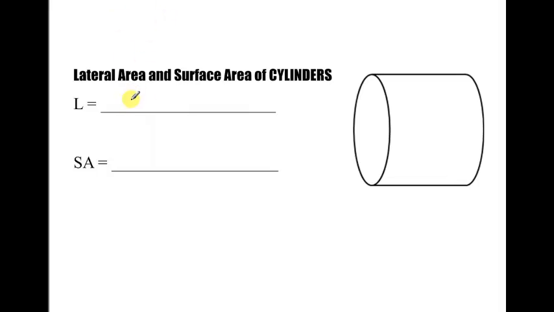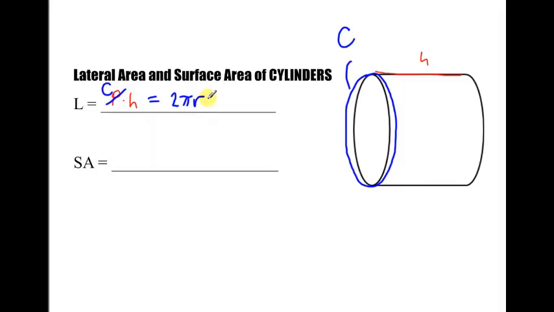We've got the lateral area from what we learned about prisms: it's equal to the perimeter around times the height of the prism. So for a cylinder, this is the height. And there's a pretty significant difference. When we do this distance around, that's not called the perimeter. What's that distance called? That's called the circumference. So instead of perimeter, we're going to use circumference in its place. And if you remember the formula for circumference, it's 2 pi times the radius.